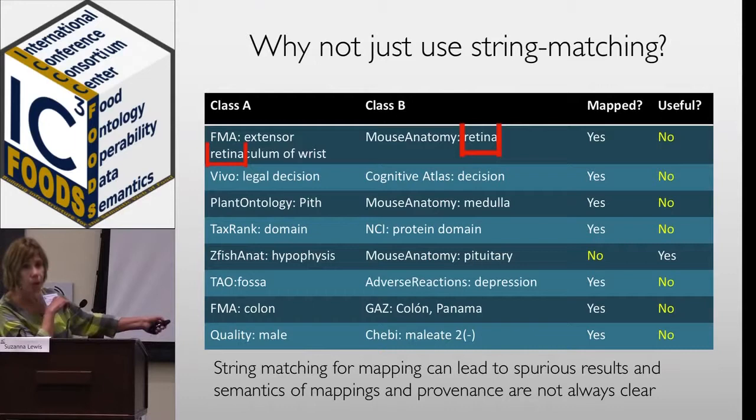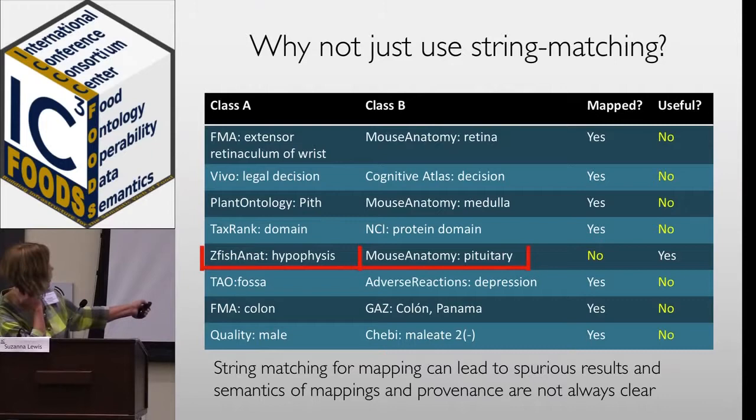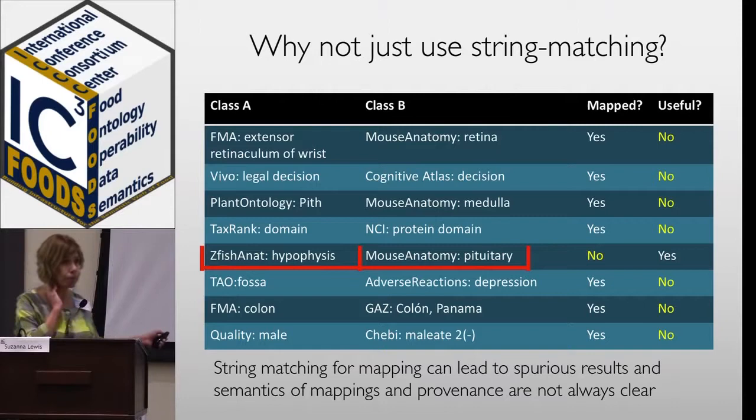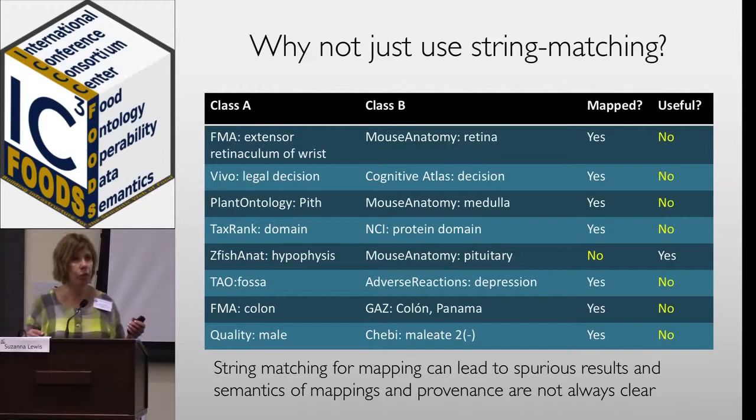You also have ones where you do want the mapping to occur, but there's absolutely nothing in common in the string. So hypophysis and pituitary are, from an evolutionary standpoint, both the same piece of anatomy in zebrafish and in mouse. It did not get mapped, but you really would have wanted to see this. And this is, of course, always one of the favorites, a tooth and a piece of human anatomy. Those are not strings that you want to have mapped. So these are the kinds of issues if you rely on a strictly mapping approach. It gets you part of the way there, but for science, you really need more accuracy.